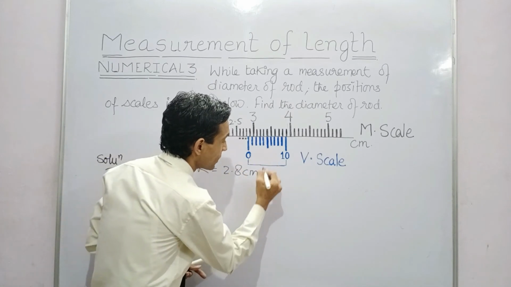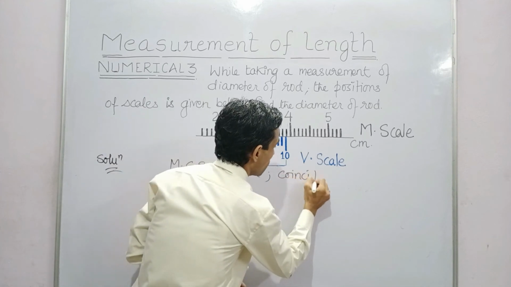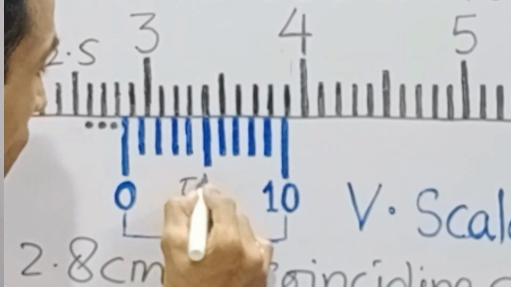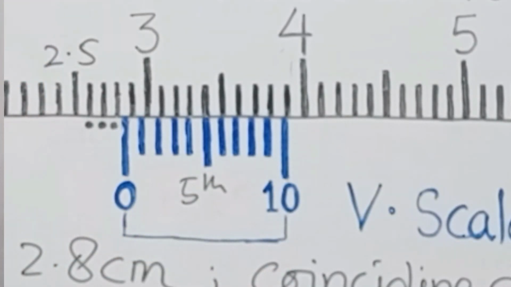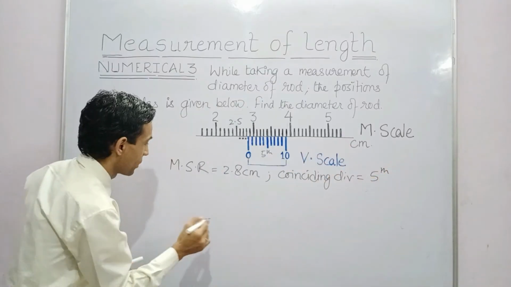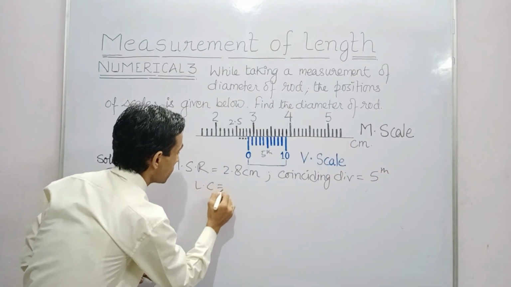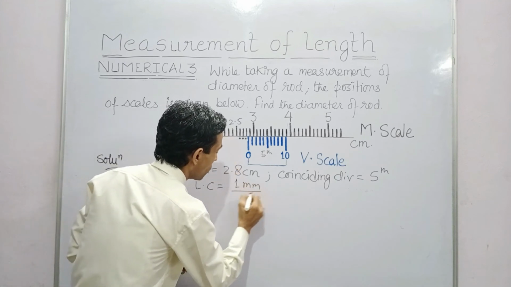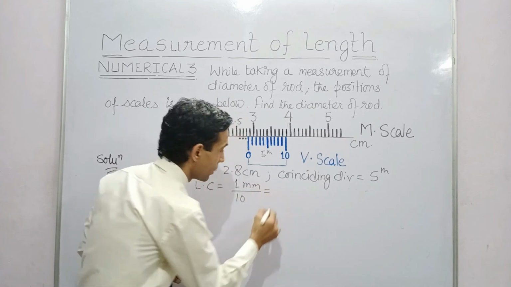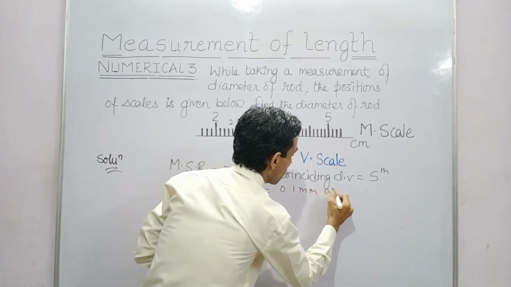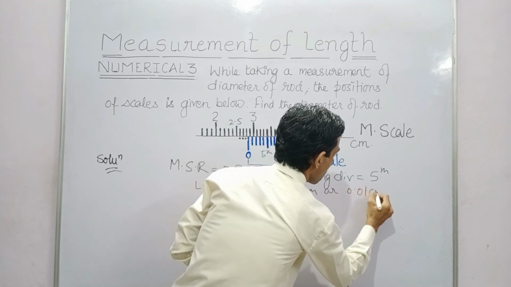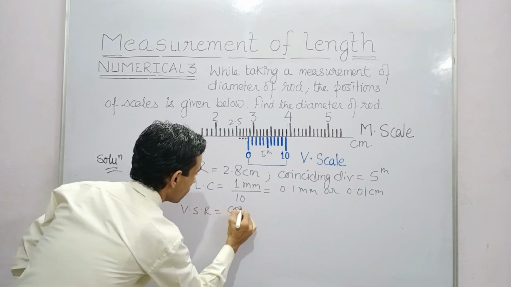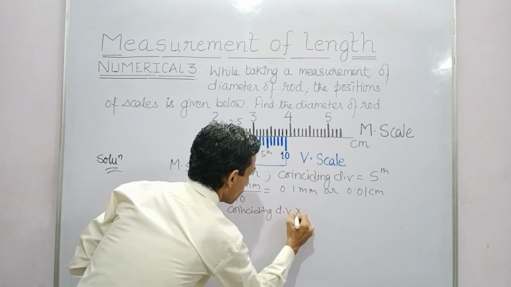Now let's see what is the coinciding division here on the vernier scale. Here you can see that the fifth division is the coinciding division with the main scale. Now we will find out the least count. So least count is the value of one main scale division, that is 1 millimeter, upon the total number of divisions on the vernier scale. So this will give you 0.1 millimeter or 0.01 centimeter.